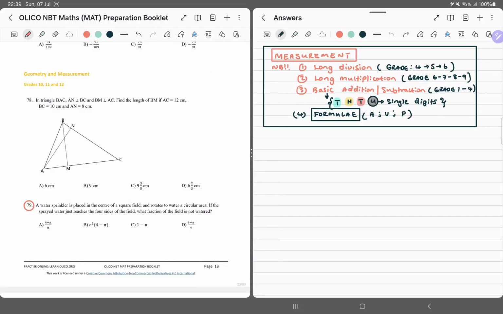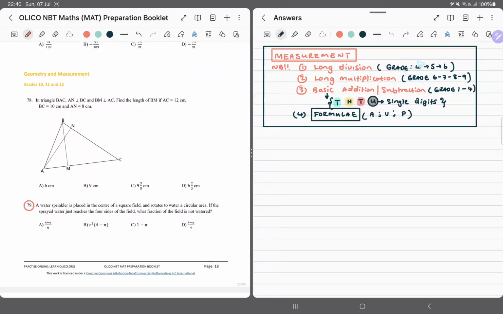Alright, so first of all, before we just jump into the questions, it is important to understand these few things. With measurement, since we're not using a calculator, it's very important to understand long division, which is a concept taught mostly in grade 4, 5 through grade 6, okay? And then long multiplication, which is taught also heavily through grade 6 to 9, and some basic addition and subtraction, which is stuff from grade 1 to around grade 4.